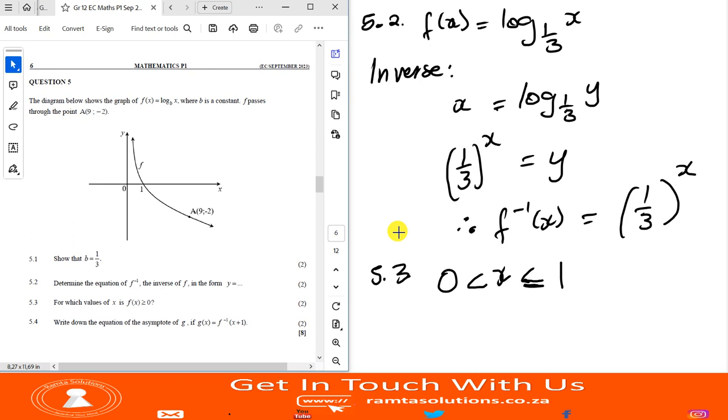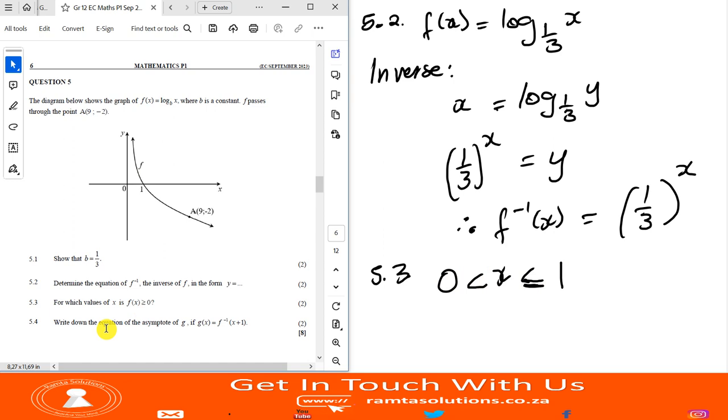The reason I'm including this one is because, yes, the function exists there. The reason why I didn't put an equal to here for the 0 is because the function does not exist at x equals 0. So our answer is simply x is greater than 0 but less or equal to 1, because they said f of x is greater or equal to.